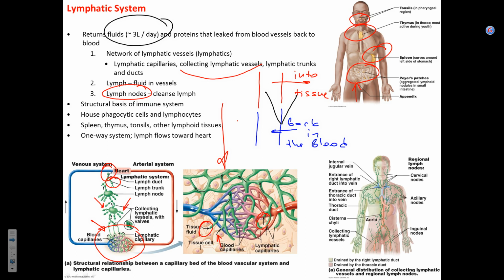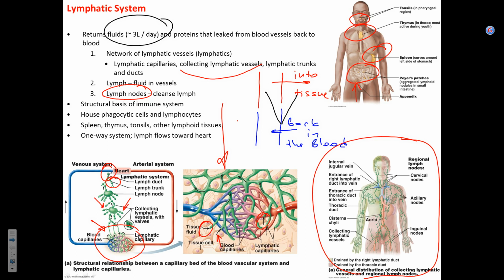You can see here, on this depiction, that lymphatic vessels actually form a pretty dense network, okay? What is interesting about these lymphatic vessels is that lymph flows in one direction, okay? It goes from the tissues to the blood.